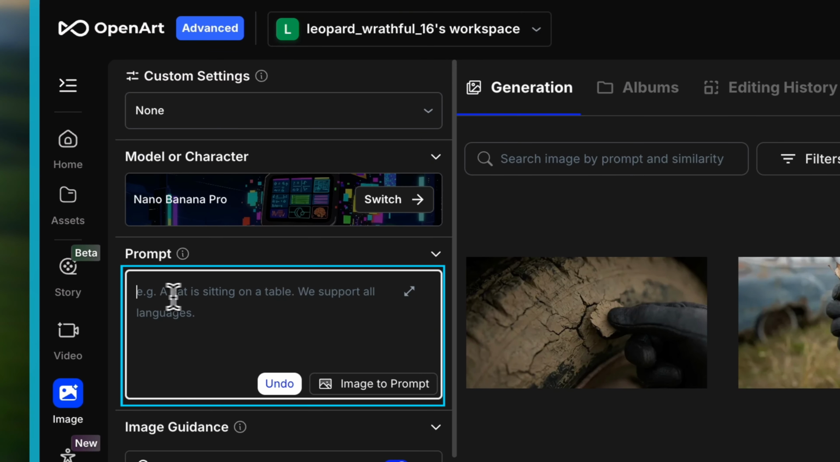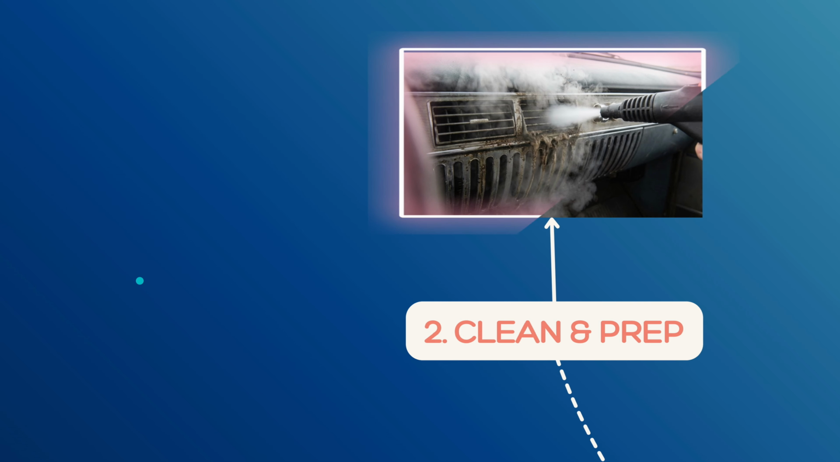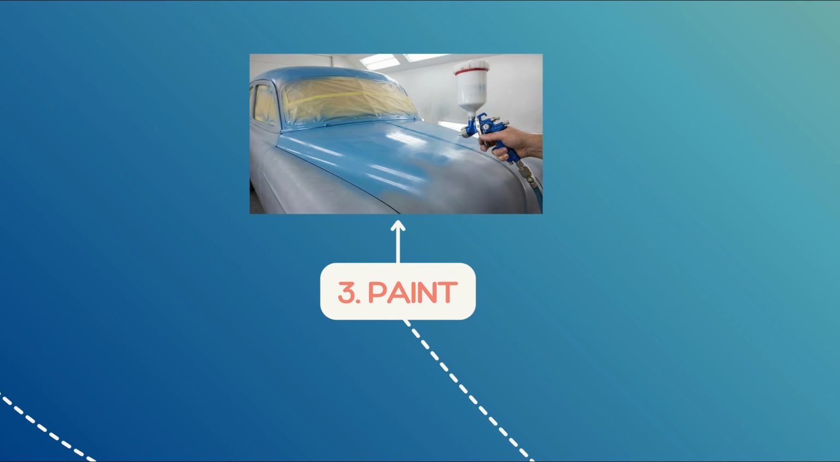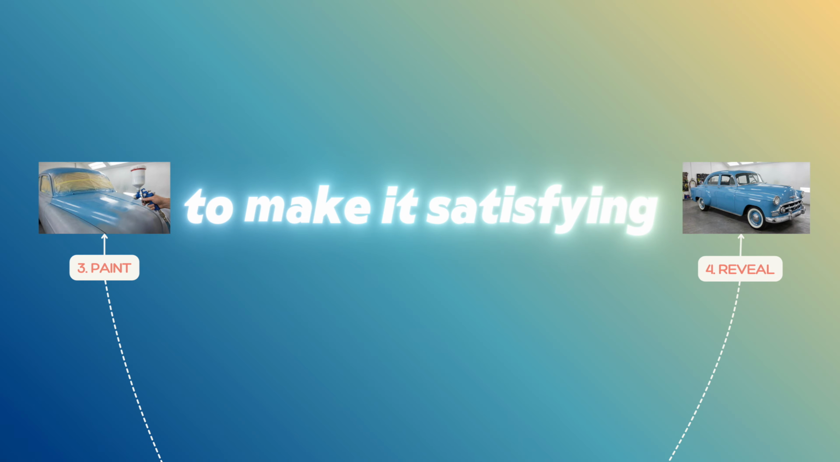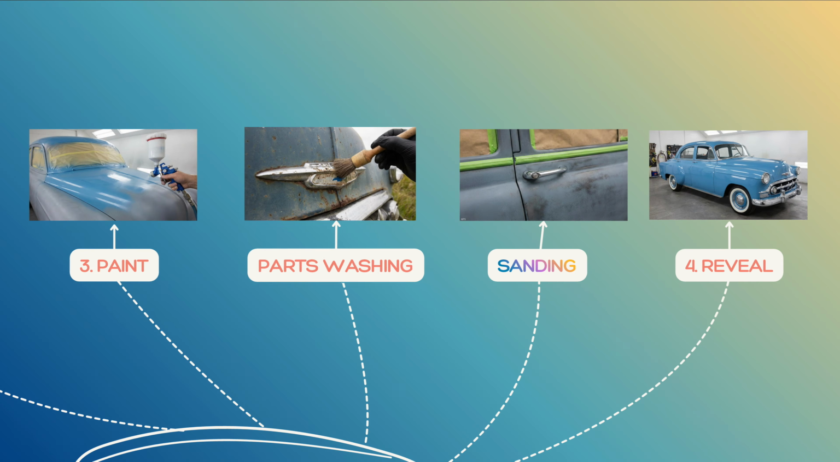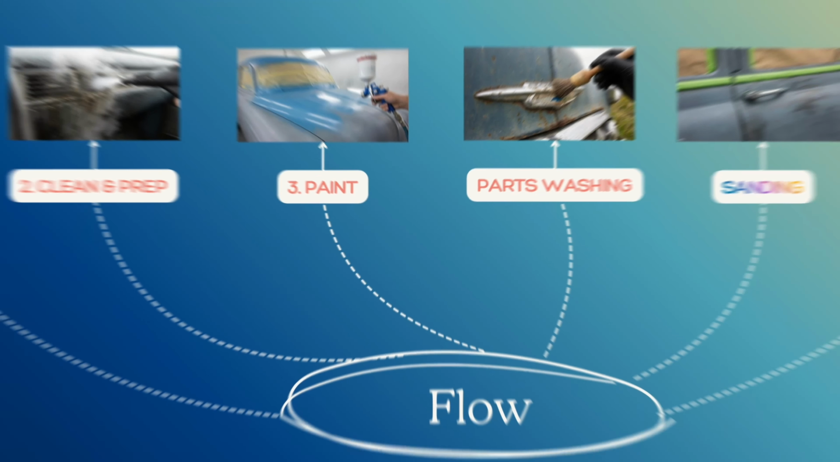And before we prompt, let's map out the shots. Basically, we need the decay, interior, exterior cleaning, painting, and the reveal. To make it satisfying, add details like parts washing and sanding. You don't need to be a mechanic. You just need to know the flow.